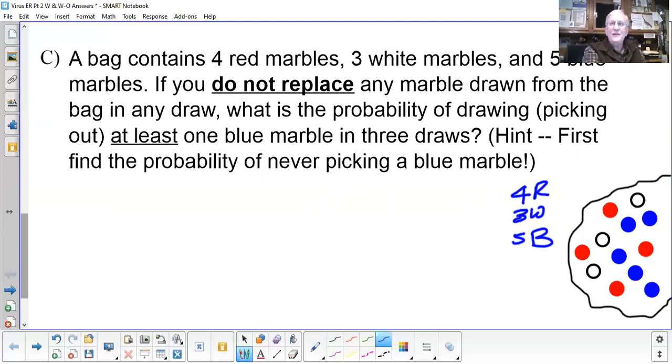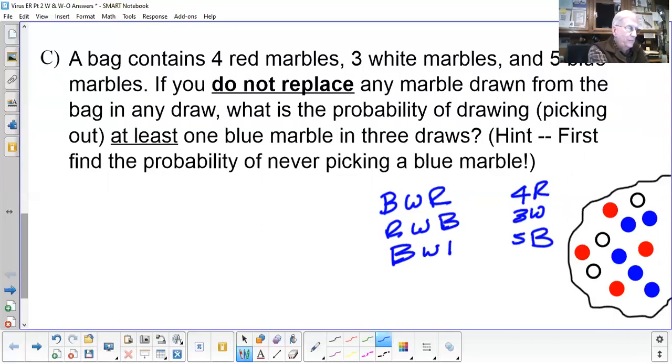Well, as you know, if we were to pick out at least 1 blue marble, it could be in the configuration blue, white, red. It could be red, white, blue. It could be blue, white, blue. There's 2 blue ones there. There's a ton of different outcomes that could happen there, right?